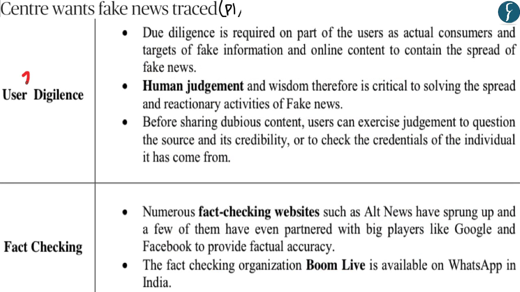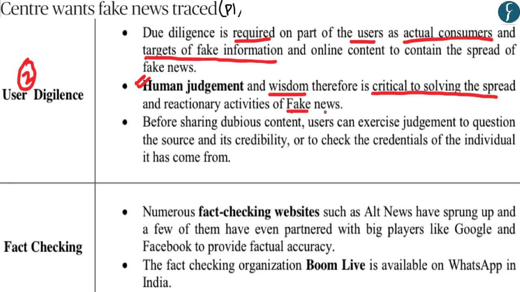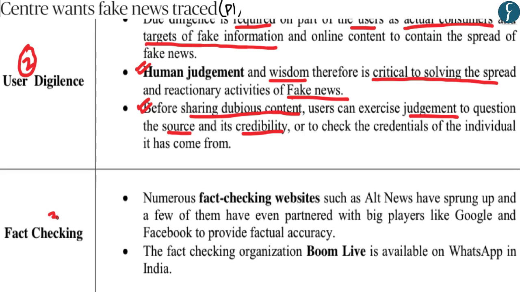The second main step to stopping fake news is user vigilance, wherein alertness is required on the part of the users as actual consumers and targets of the fake information, and human judgment and wisdom is critical to solving the spread of fake news. So before you and I share content online, we can exercise our judgment to question the source of that information and whether it is credible or not. The third step that can be taken to curb fake news is fact checking. Various fact checking websites such as Alt News have come up in India, and the fact checking organization Boom Live is now available on WhatsApp so as to provide factual accuracy to viral information.